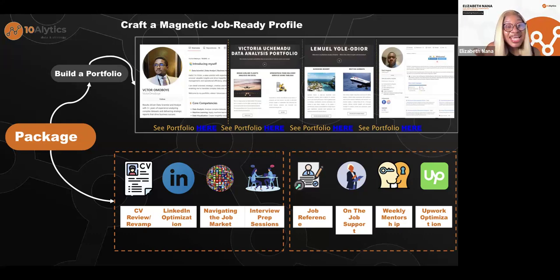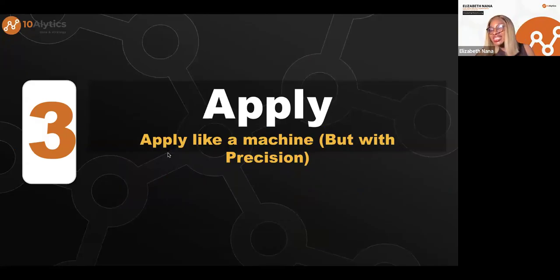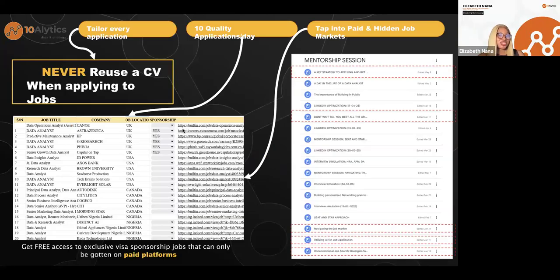You can dial 10 Analytics anytime, and we'll provide you with on-the-job support, provide you with weekly mentorship sessions, all right, to get you on the straight and narrow, and also Upwork optimization sessions for people who are looking to freelance as well. This is how you package yourself. Now, the third point is to apply, and apply like a machine.